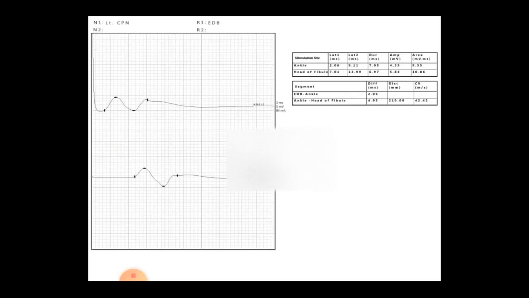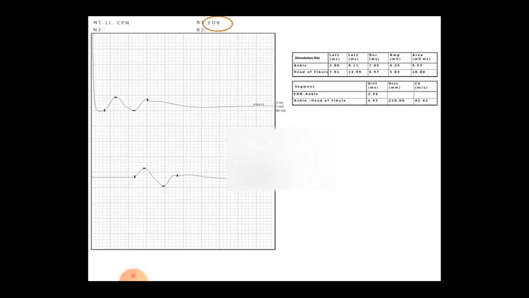First we will understand the motor nerve conduction study. See this report. Confused about what to read? Let us start step by step. This is recording from the left common peroneal nerve. So here we are testing the left common peroneal nerve.